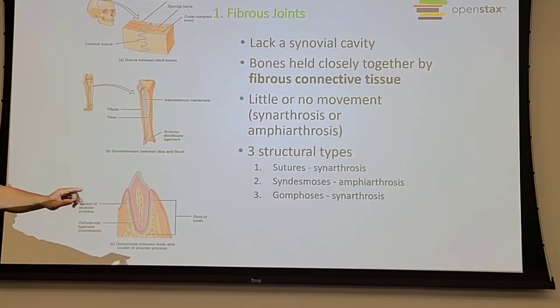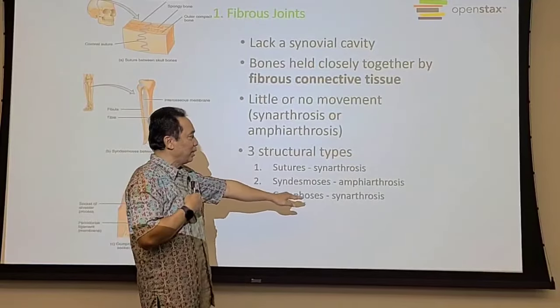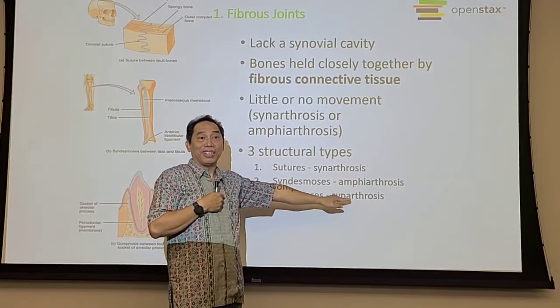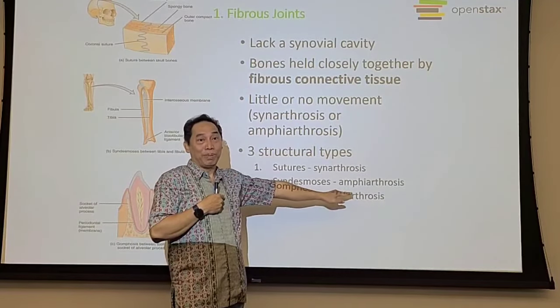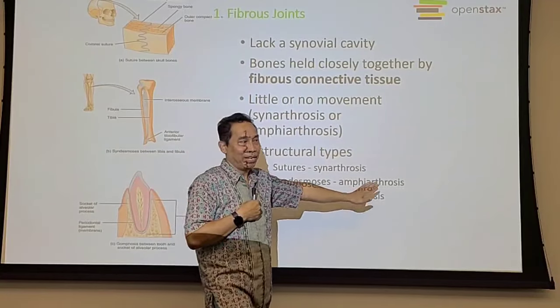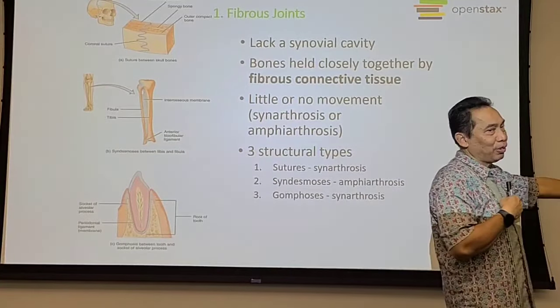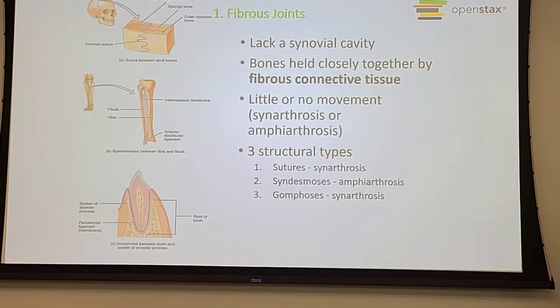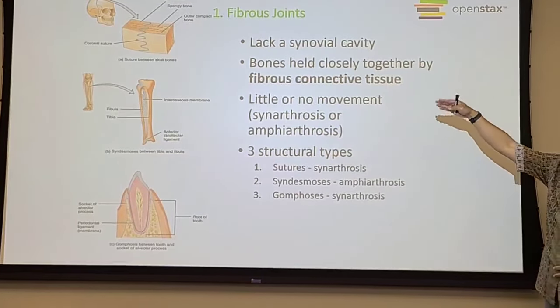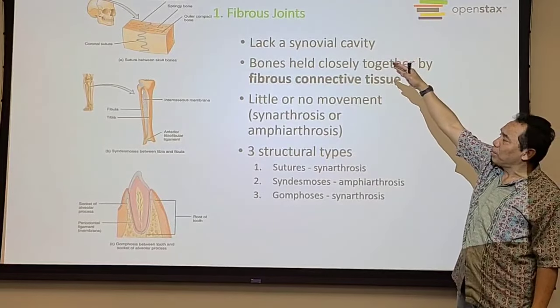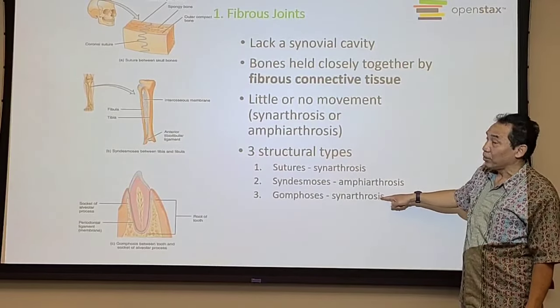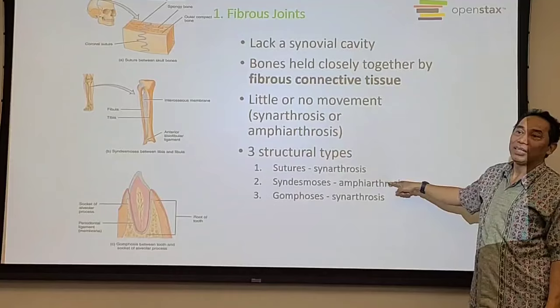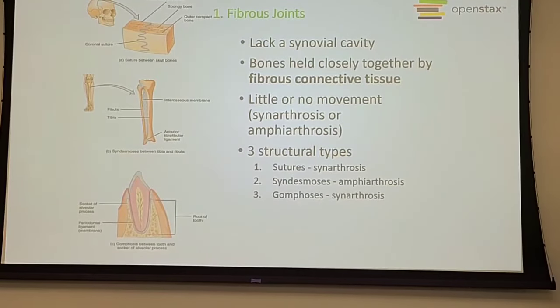So this gomphosis is synarthrosis, immovable. Again, if it is movable, go to the dentist. You have a problem. Okay, so that's the third type of fibrous joint. That's the reason why I said before that most of the fibrous joints are synarthrosis. There are some that are amphiarthrosis.